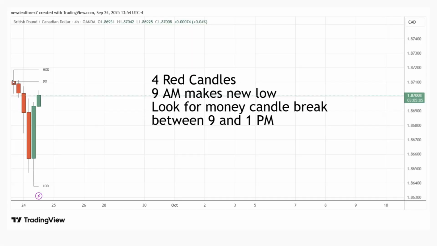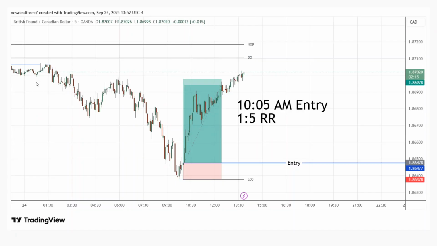Okay, here's another long example. 1, 2, 3, 4 candles to the downside. High of day is here, down. New low of day created. Spikes up. Remember I talked about the daily open price. Okay, price is racing back towards that. So let's see how it looks.